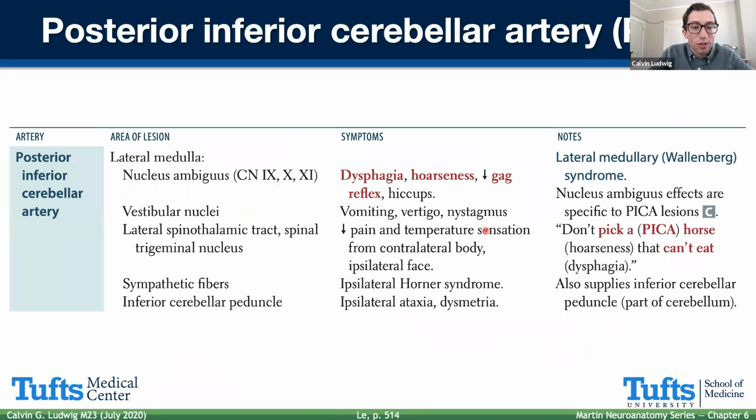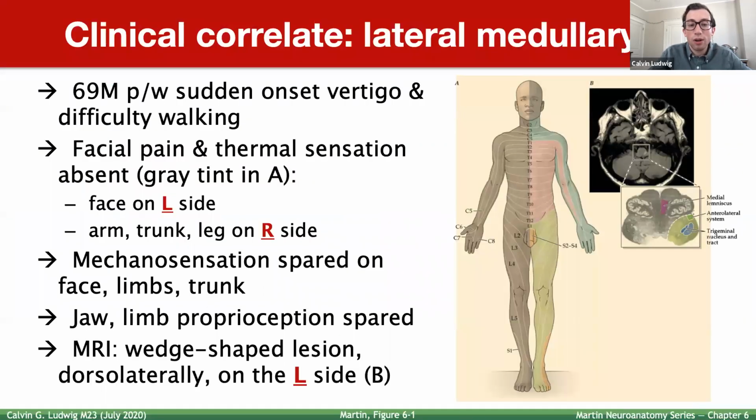And I'm not going to go through this. It's another table describing the posterior inferior cerebellar artery, some of the other symptoms. And then it does mention lateromedullary. This is more for your reference, but I want to get straight to our clinical correlate from the beginning.